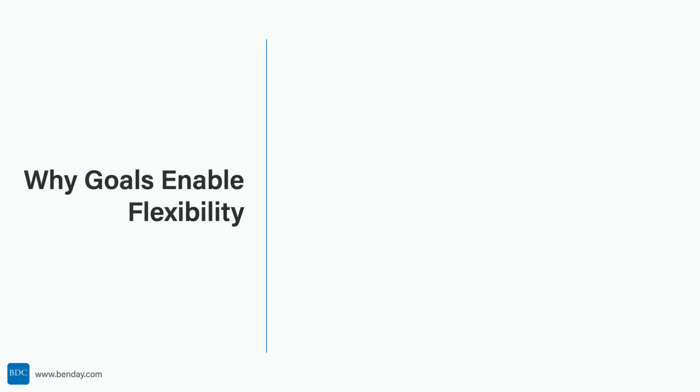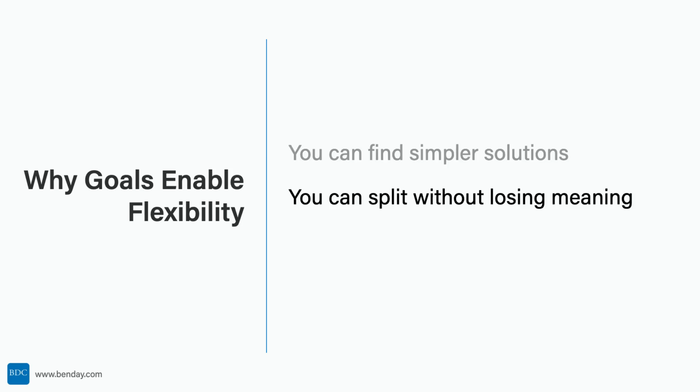When you frame requirements as goals, something magical happens. You can find simpler solutions. Maybe there's an easier way to achieve the goal than what you originally imagined. If you wrote down the implementation, you'd never discover it. You can split the requirement without losing meaning. We'll do the basic version first, then enhance it. The goal stays intact even as you deliver incrementally.